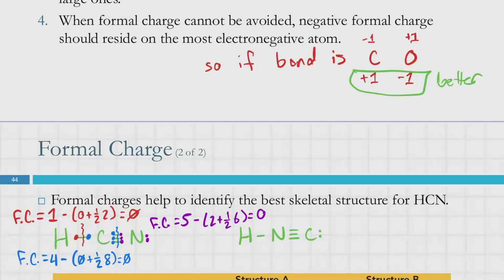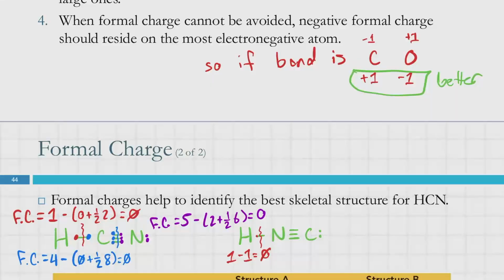Okay, let's do the other one. So for hydrogen, hydrogen's in the same situation, right? It's just got the 1 bond. It's going to take half of that bond. So 1 minus 1, 1's the number that it normally has, 1 is the number that it has in this particular structure, and so it has a formal charge of 0. It's right on track. It doesn't have extra or too few.